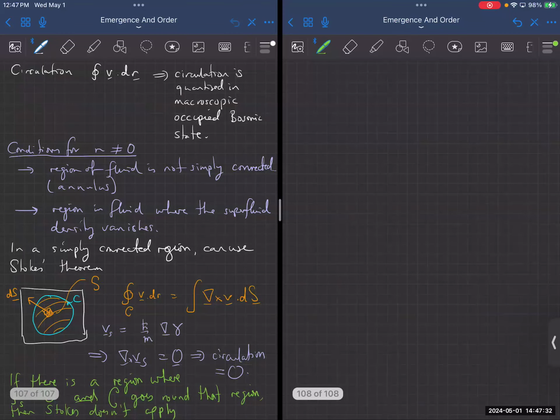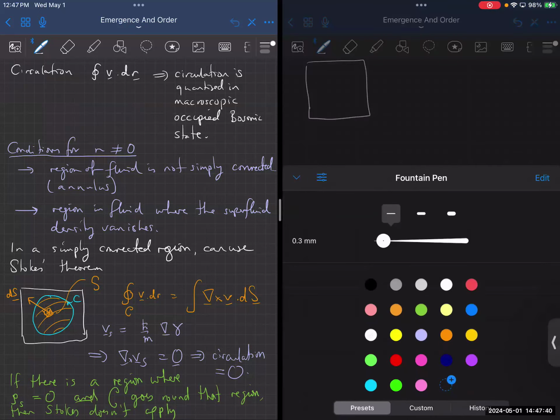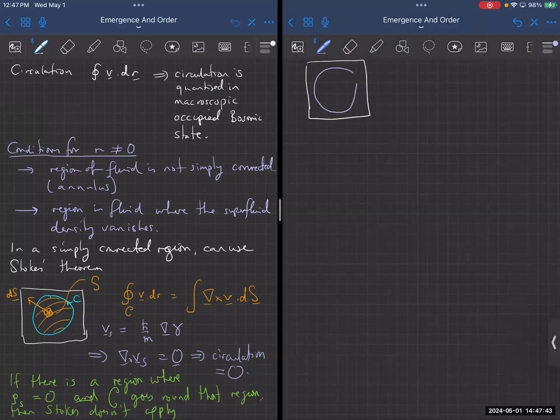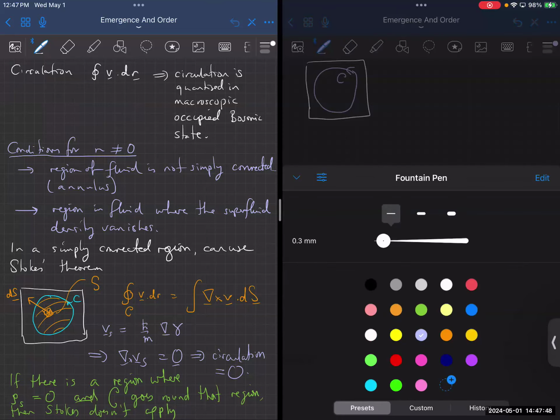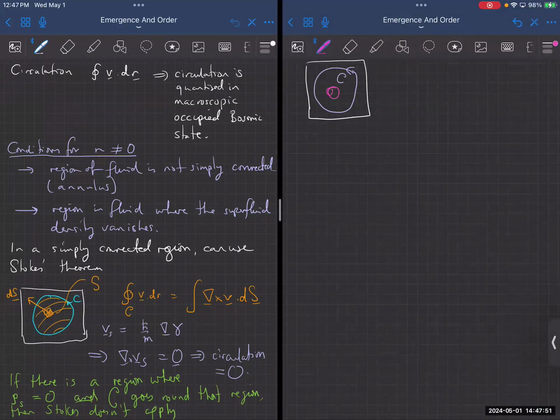So what we have then is the situation where we have now our system. And there is our box. Here is our contour C, and somewhere in the middle of that there is a region. We draw it like this, where rho s is equal to 0, and then in that particular case, it is possible to have a non-zero circulation.